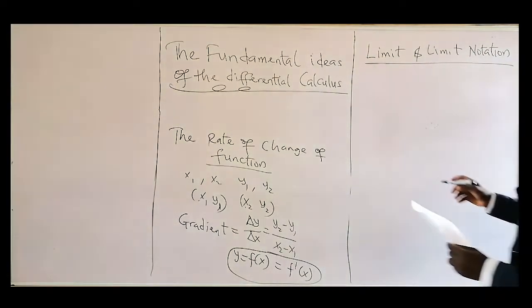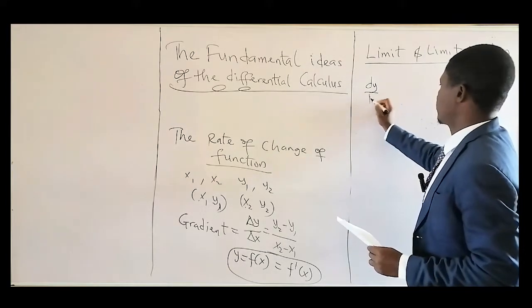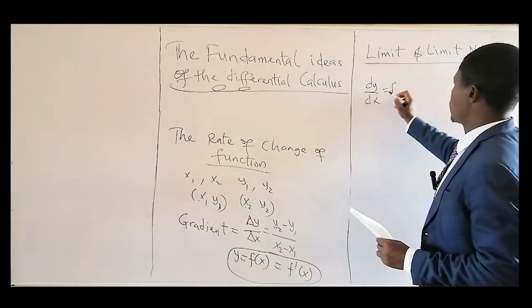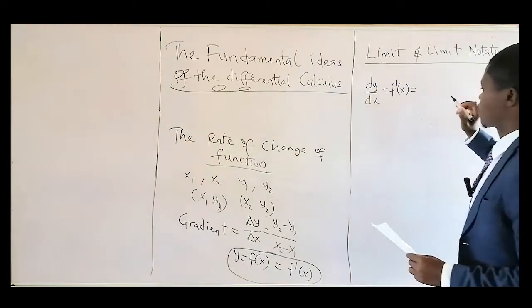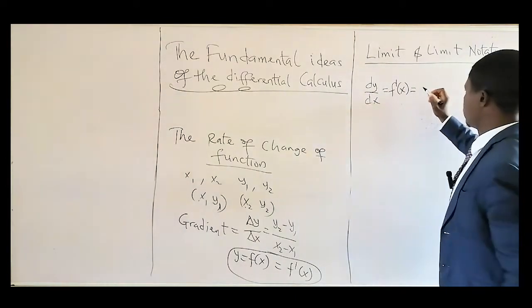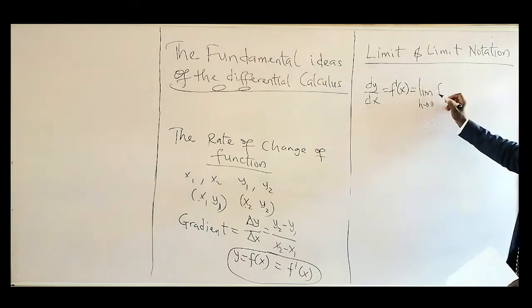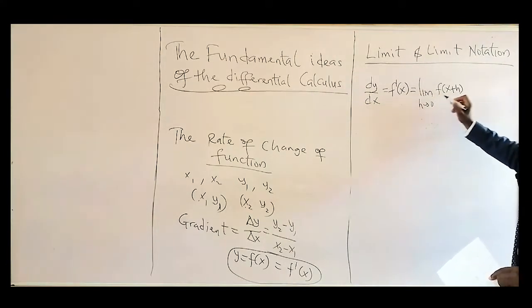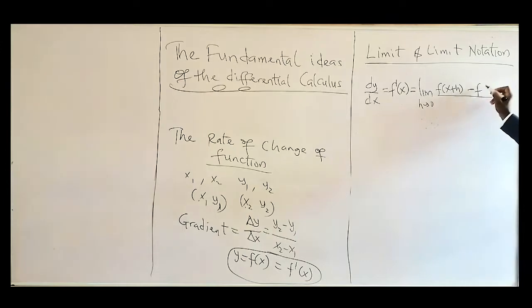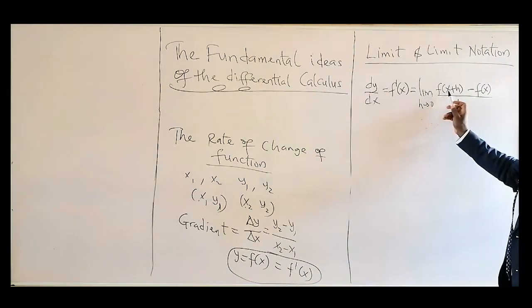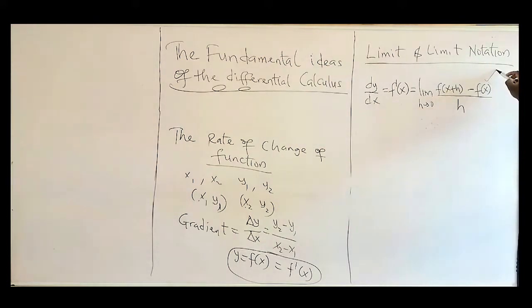And it has a formula: dy/dx, or f prime of x, is equal to the limit as h tends to 0 of f of x plus h, minus f of x, all over h. So that's that. It is the limit of the function as x is changing, minus the original function, over h, as h tends to 0.